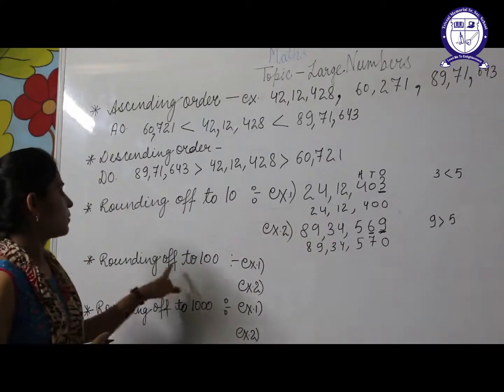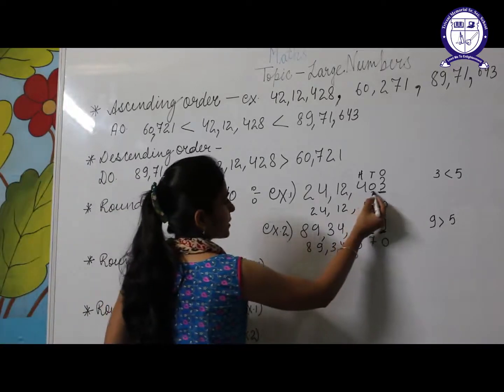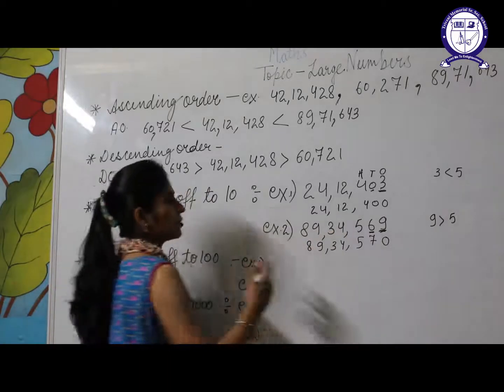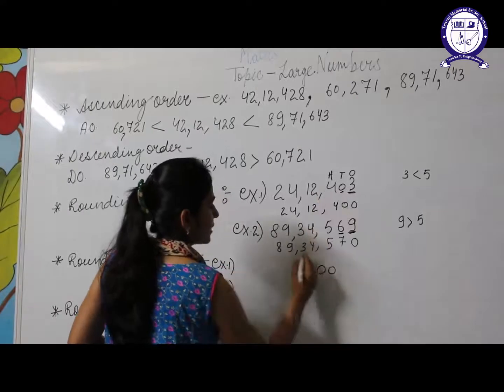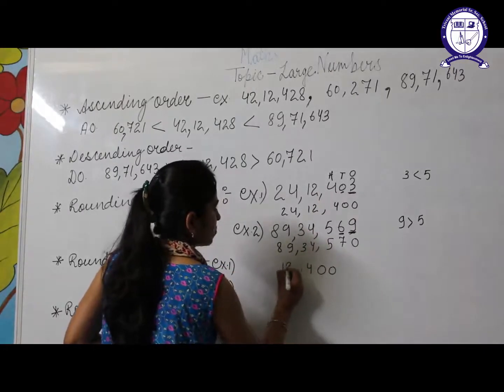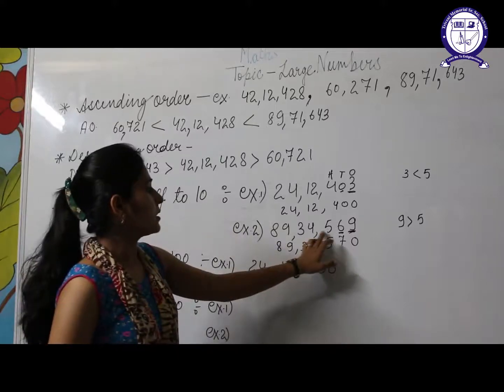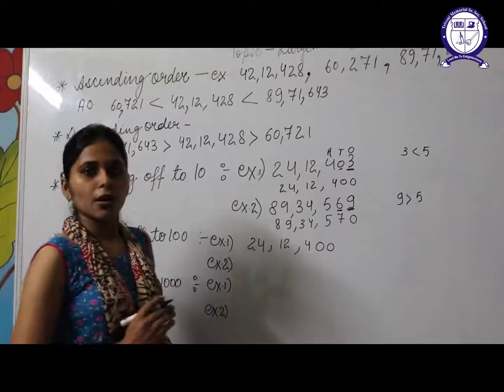Now we will discuss rounding off to 100. For the 100, we will look at the digit present at tens place. Here the digit present at tens place is 0, so this will become 0 and this number will also become 0 and this will be written as it is, students. Now in the next case, at the tens place 6 is present. 6 is greater than 5.